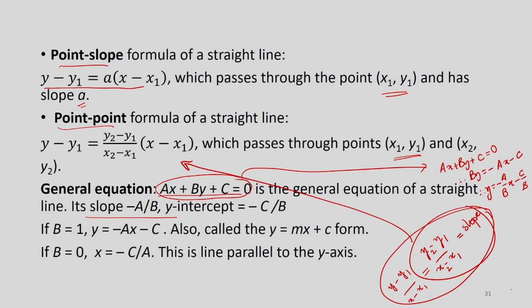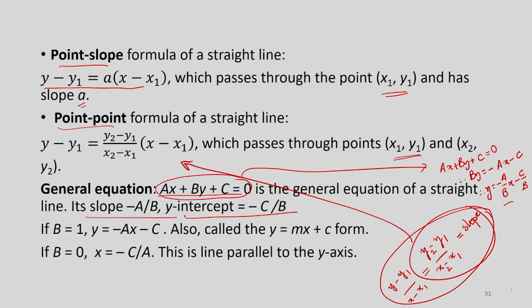in the form y is equal to ax plus b, and if it is ax plus b, then we know a is the slope. So, therefore, here the slope is minus A by B and the intercept is equal to minus C by B. Okay. Now, there are some special cases.